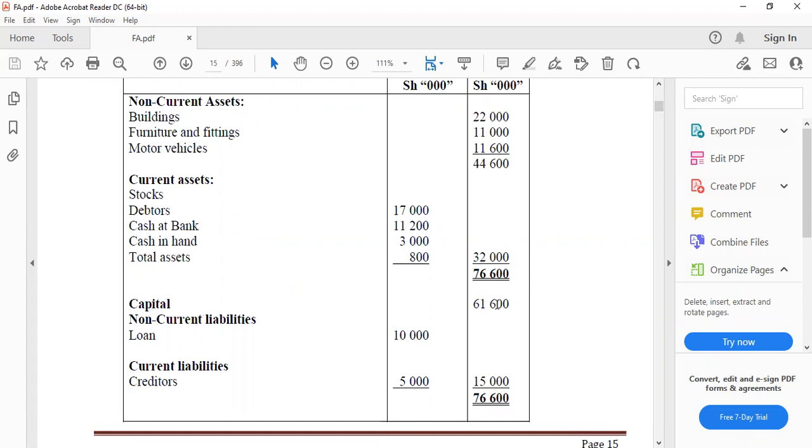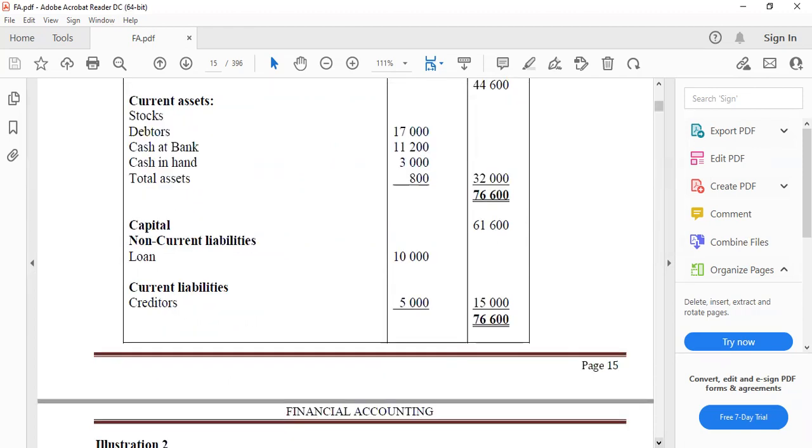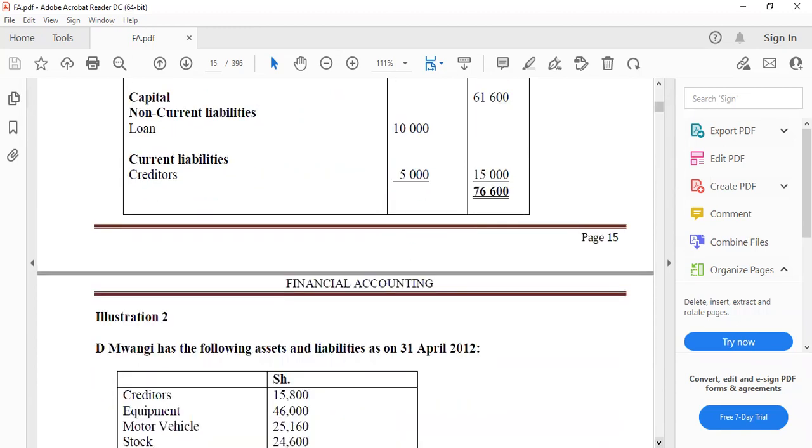Financed by the capital, loan is the non-current liabilities, and creditors. If you add this, it gives you 76,600. This figure here and this figure here have to balance because we mentioned that assets are financed by capital and liabilities.